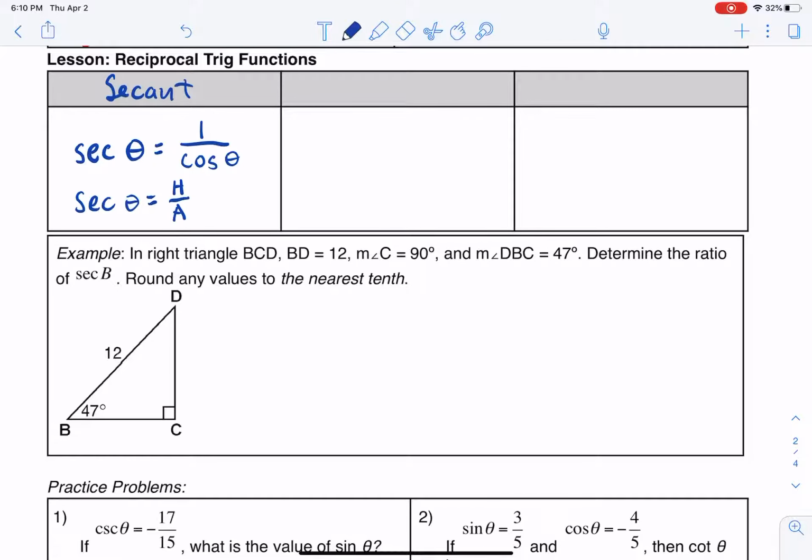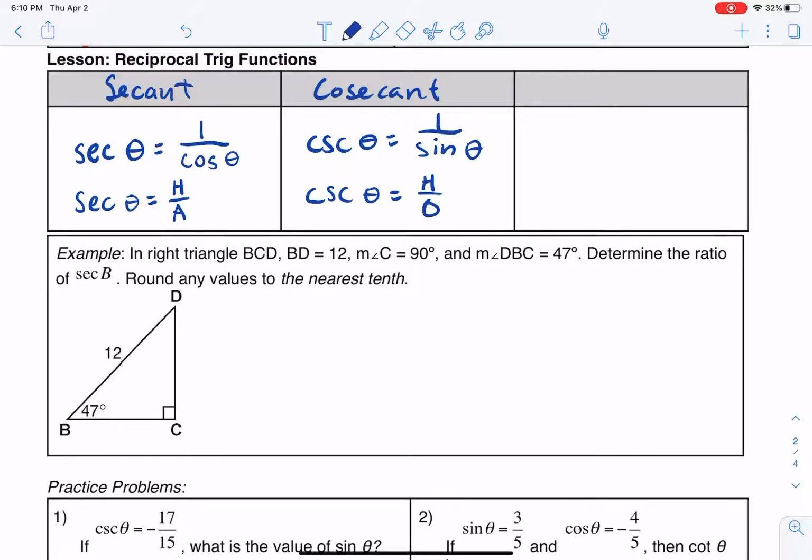Our next reciprocal trig function is called cosecant. Cosecant is abbreviated CSC. And that's the same thing as 1 over sine of an angle. Another way to think of cosecant is sine flipped upside down. So hypotenuse over opposite.